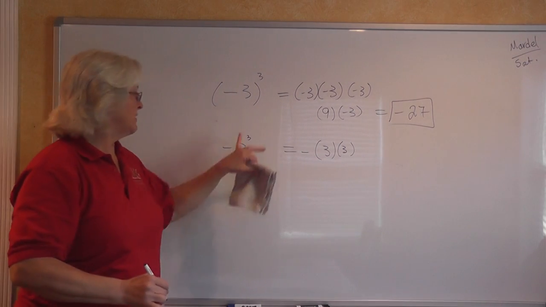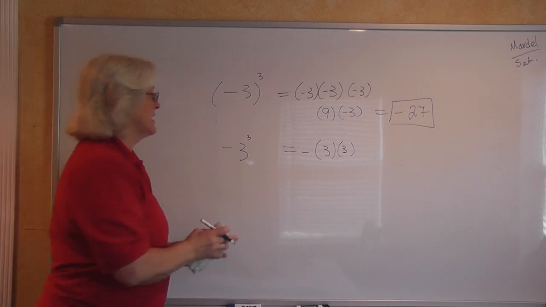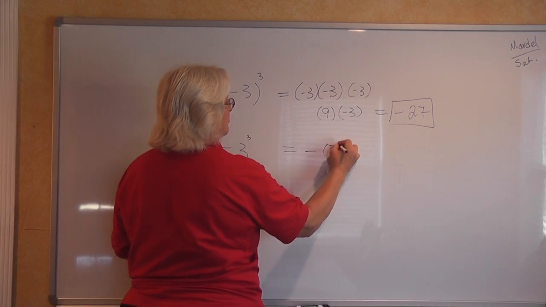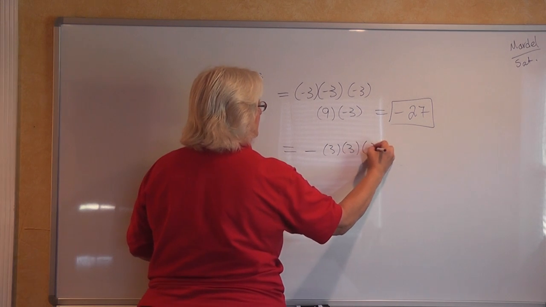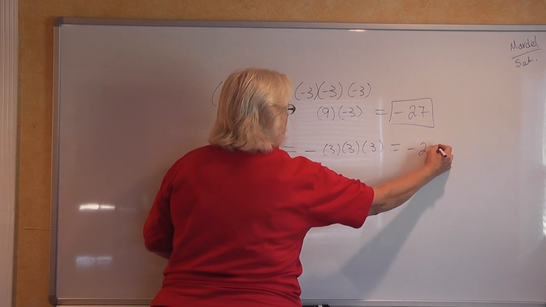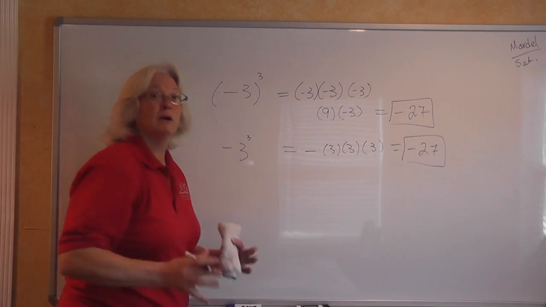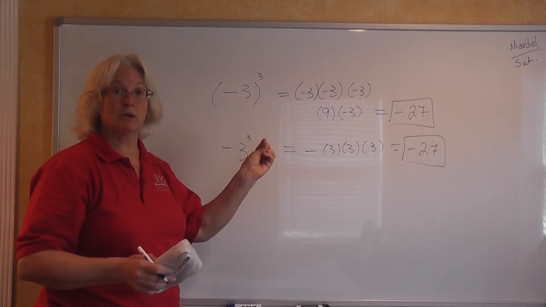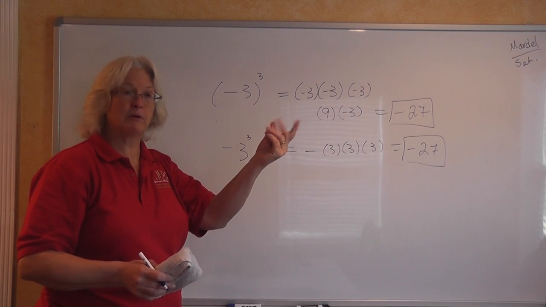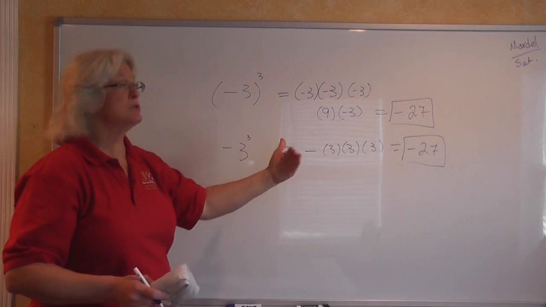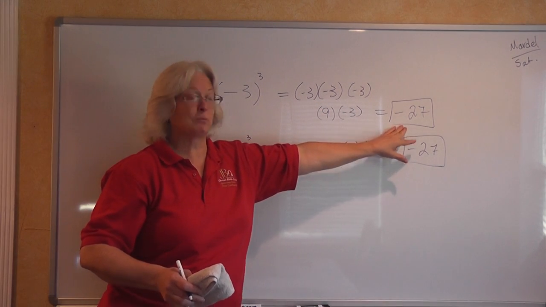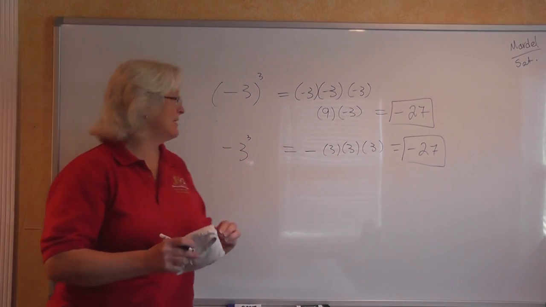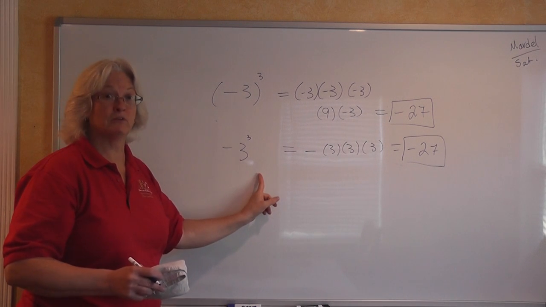Well, let's see what happens when we have the opposite of 3 cubed. This says the opposite of 3 used as a factor 3 times, which also gives us a negative 27. So when your exponent is an odd number, pairs of factors cancel out and you end up with a negative product. You have a negative product here because you're taking the opposite of a positive number.